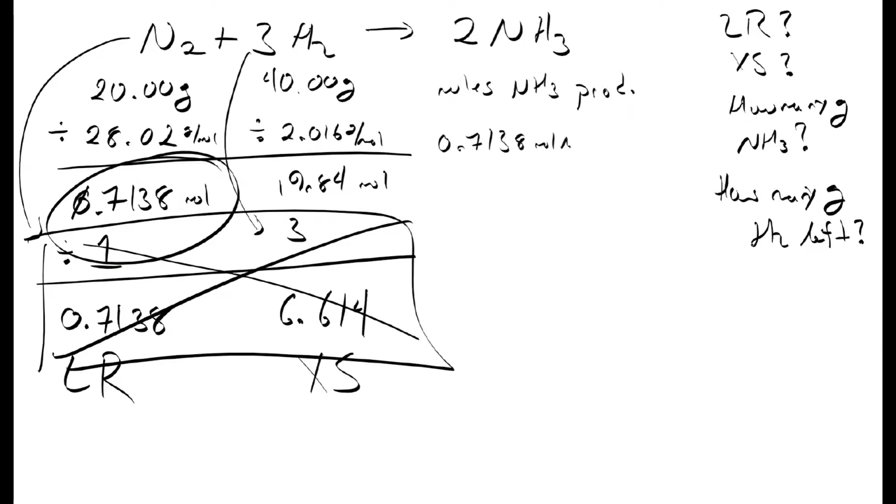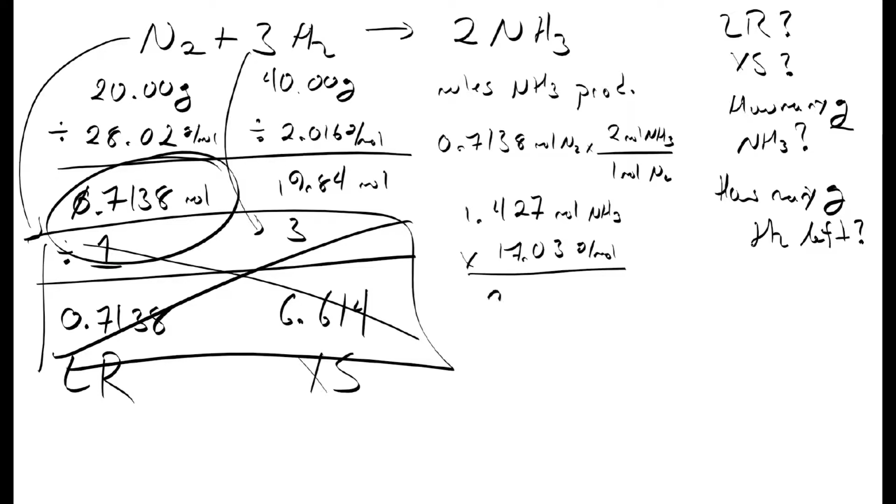0.7138 moles of N2 times, 2 goes on top. It's 2 moles of ammonia for every 1 mole of nitrogen. It gives us 1.427 moles of ammonia. But I asked for grams, so we'll do the molar mass calculation. That is times 17.03 grams per mole. Gives us 24.03 grams of ammonia produced by this reaction.